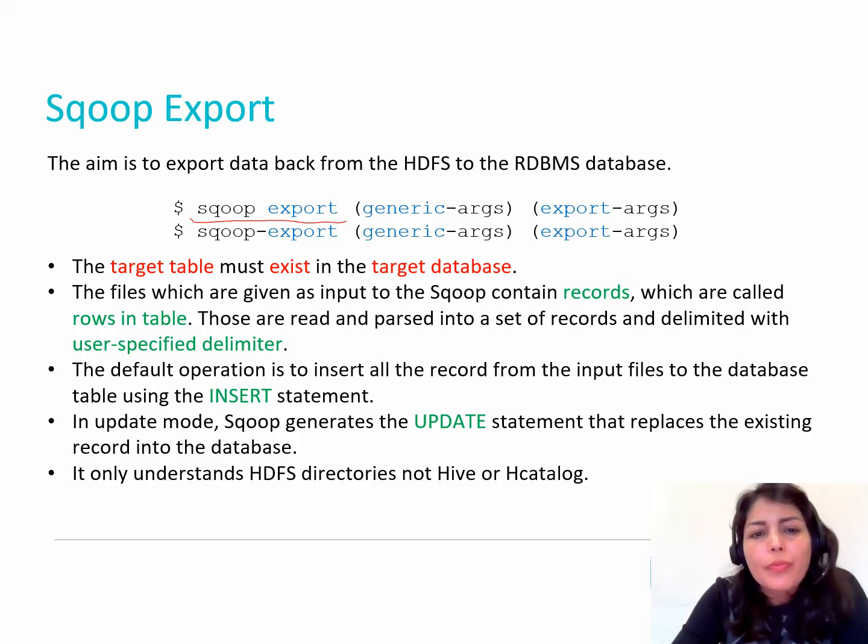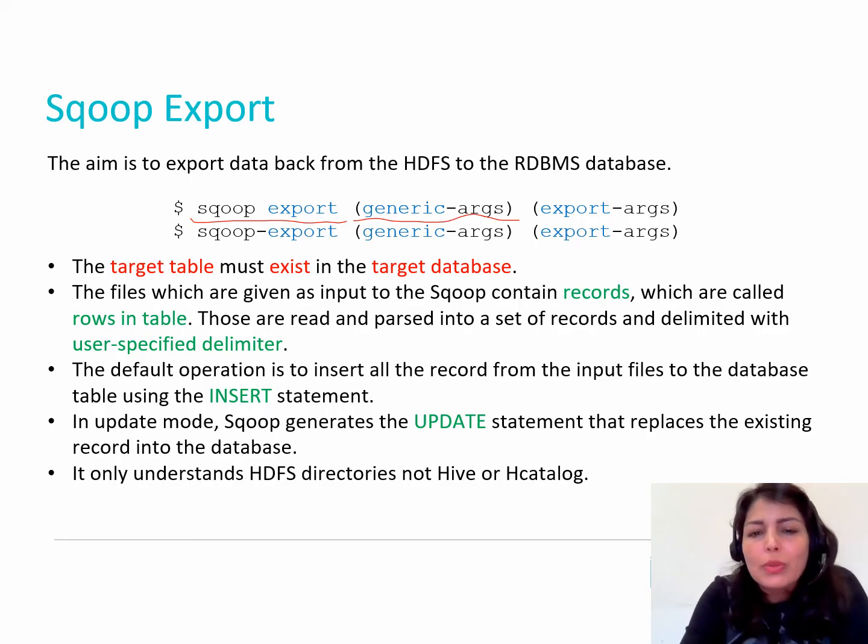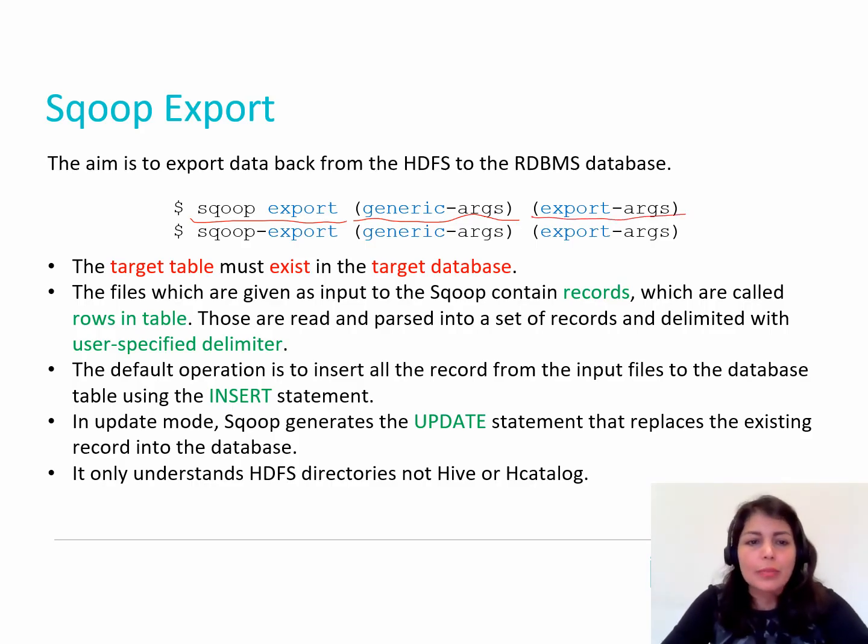A Sqoop export. It can be used with a space between Sqoop and export. You can use a space or dash, it's the same. And you will have generic arguments similar to what we have in the Sqoop import command, and we have export arguments that I will explain through an example.